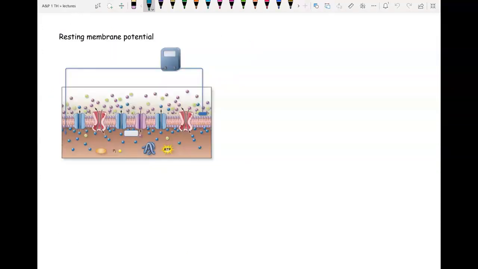Now that you know the parts of a neuron, let's start looking at potentials. First, we will look at resting membrane potential. Resting membrane potential is the voltage of the inside of the neuron when it is at rest, not sending a signal.